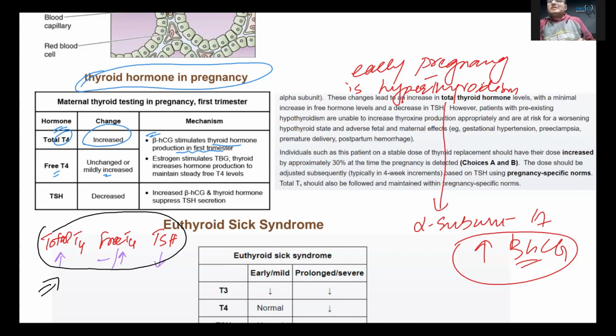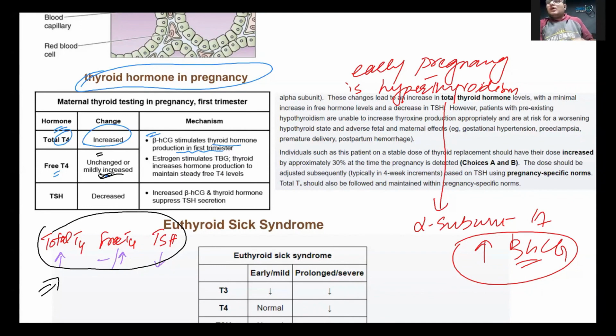Of course, TBG is increased in pregnancy. When there is increased TBG in pregnancy, there is increased total T4. Some students say that pregnancy increases total T4 but free T4 is decreased because of the increased TBG. But here you can say there is no change or a mild increase. I want to highlight that I am discussing only the first trimester.